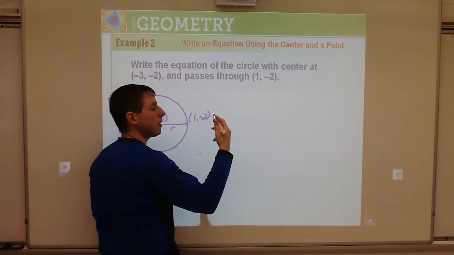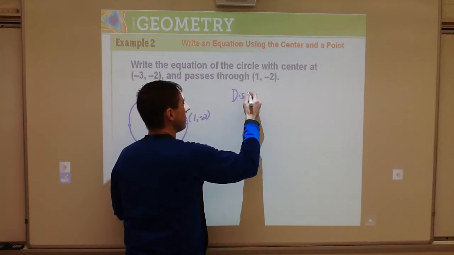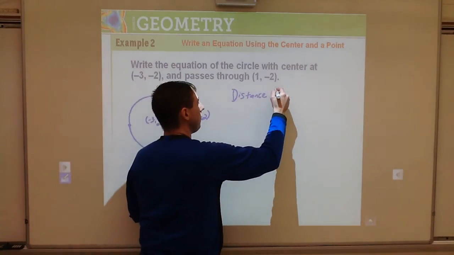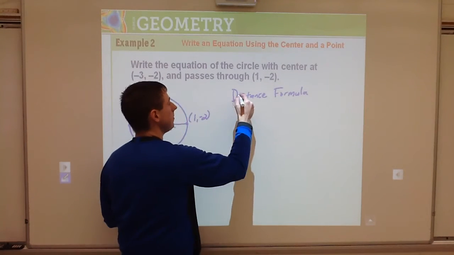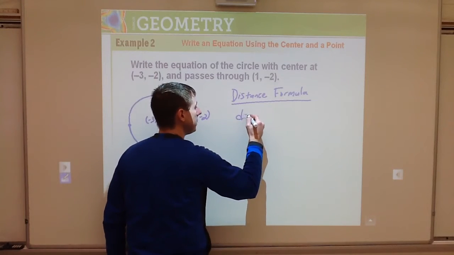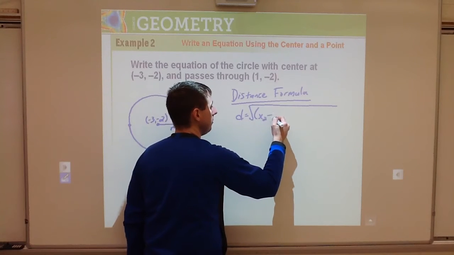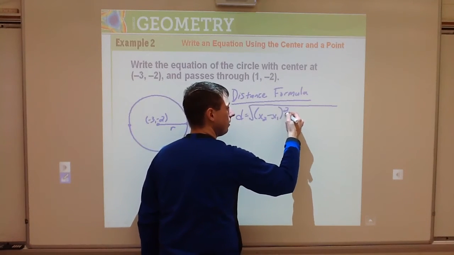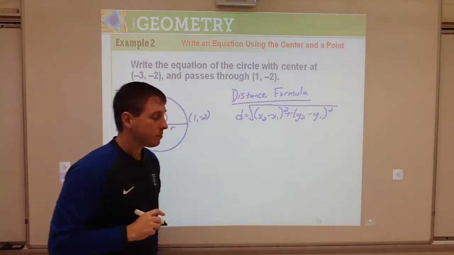Now I just said the word here. We haven't used it in a long time. It's been a while since we've used the distance formula. But the way you figure out how far 2 points are apart is use the distance formula. Okay, so refresh your memory. Distance, d for distance, is this big square root formula. x2 minus x1 squared plus y2 minus y1 squared.